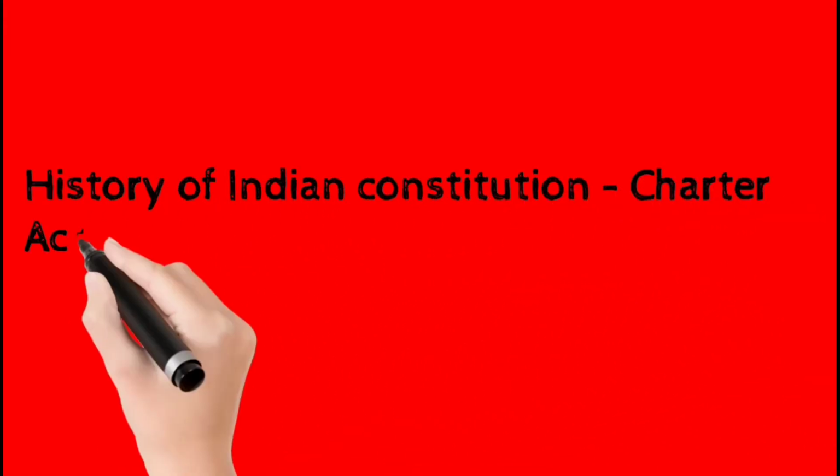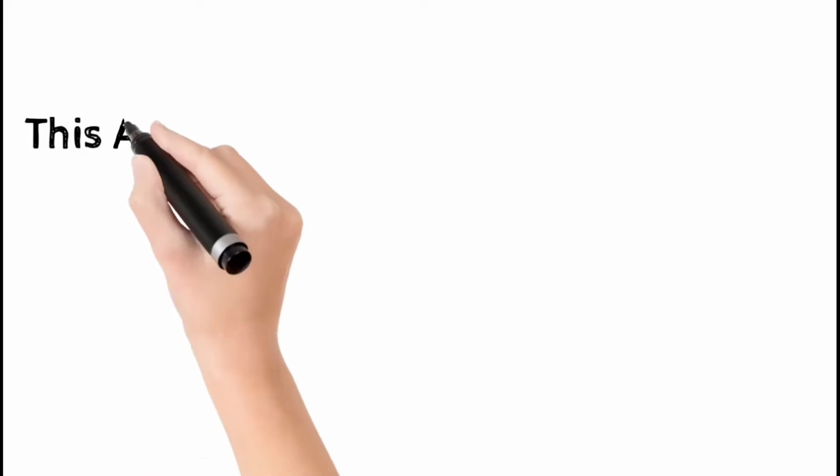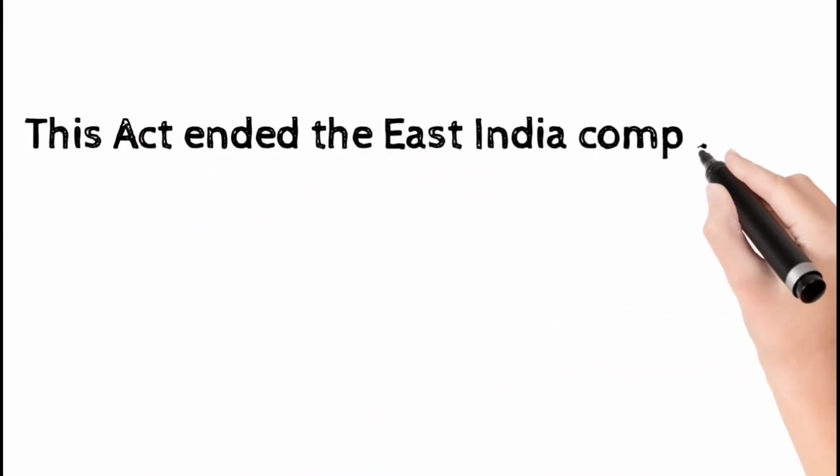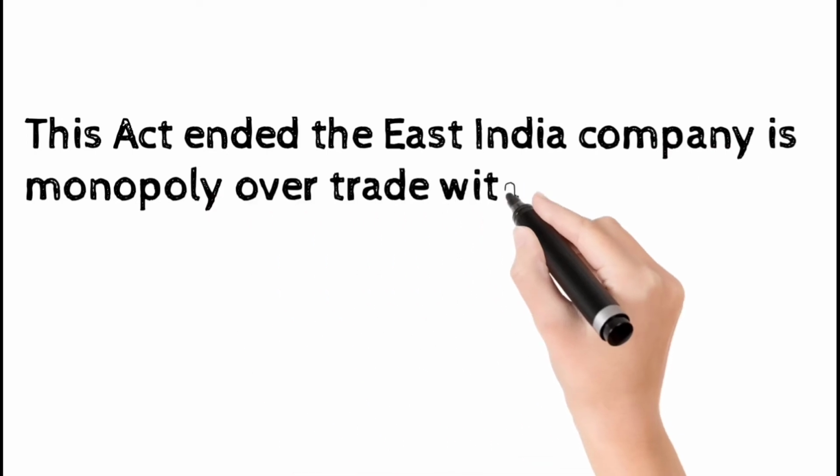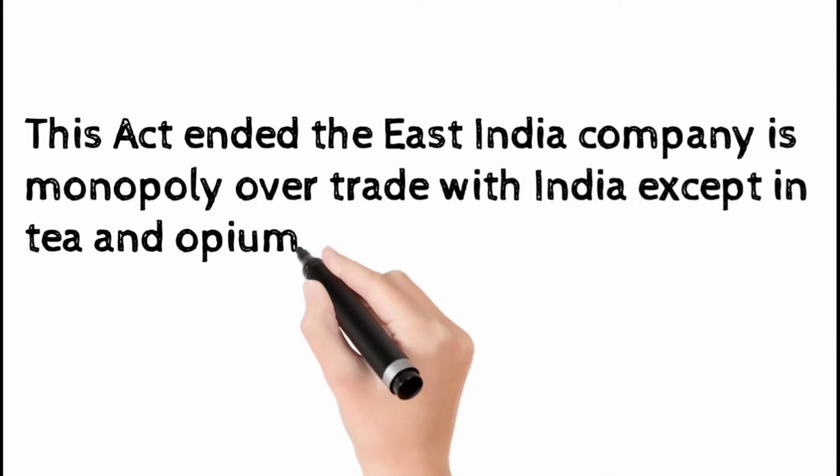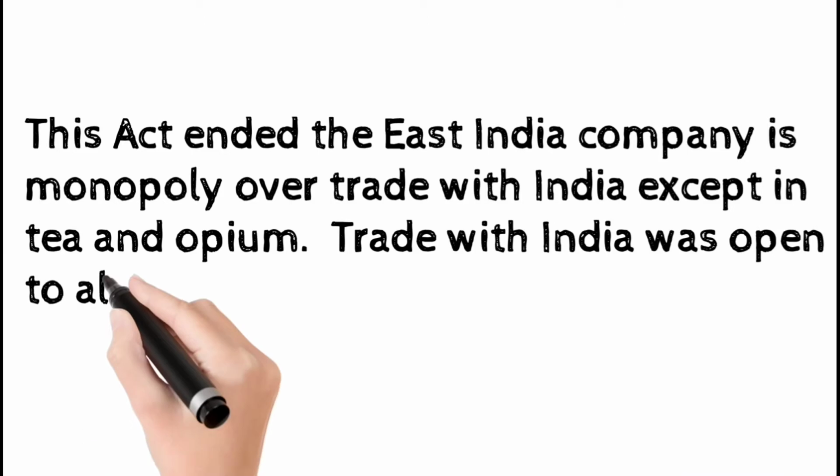History of the Indian Constitution: Charter Act 1830. This act ended the East India Company's monopoly over trade with India, except in tea and opium. Trade with India was open to all British subjects.